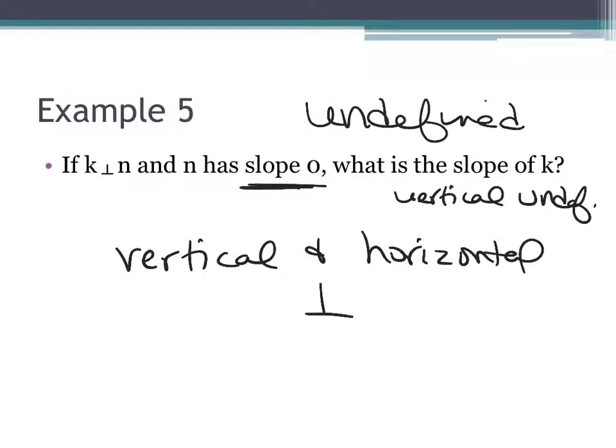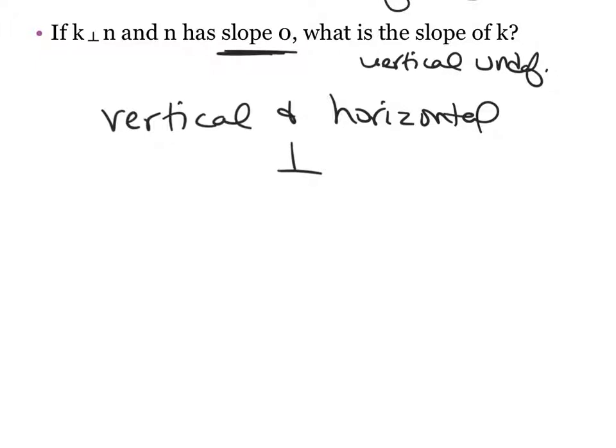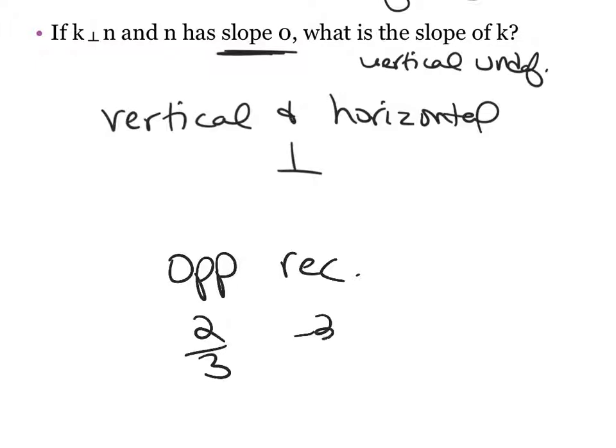This is the question when I would teach this to my Algebra 1 that would trip up a lot of people. They would remember that perpendicular have opposite reciprocal signs, so like 2/3 and negative 3/2, but they would forget about the 0 slope and the undefined slope. These also form perpendicular lines.